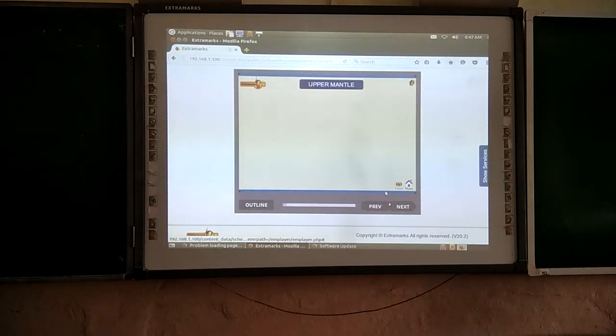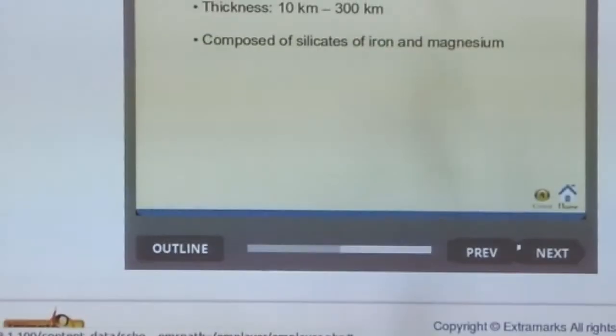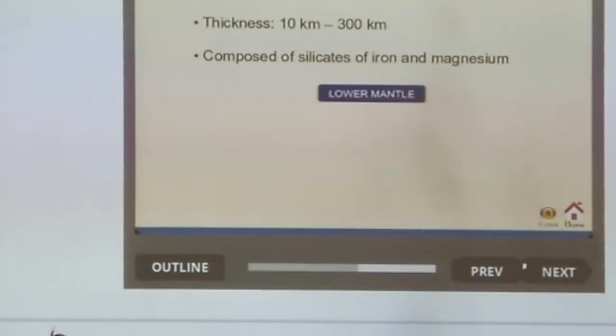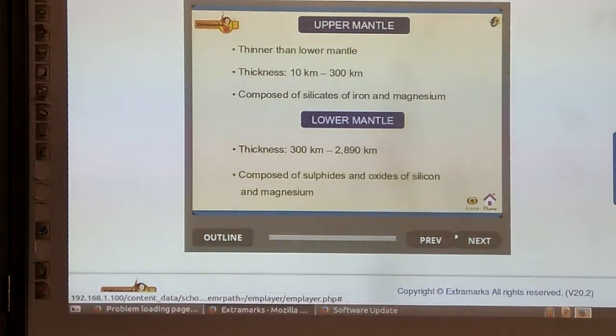Upper mantle. The upper mantle is thinner than the lower mantle. Its thickness is 10 km to 300 km. It is composed of silicates of iron and magnesium. Lower mantle. The characteristics of the lower mantle are: thickness is 300 km to 2890 km. It is composed of sulfides and oxides of silicon and magnesium.